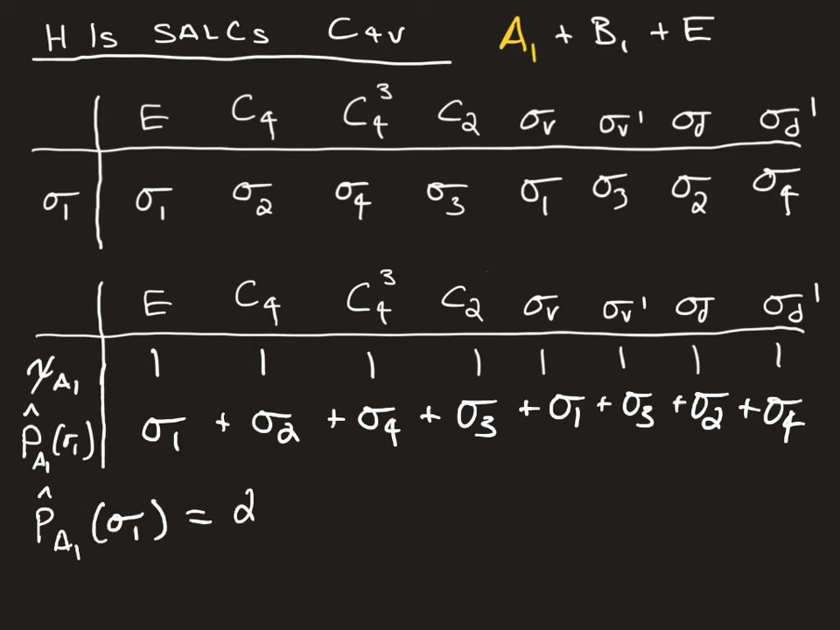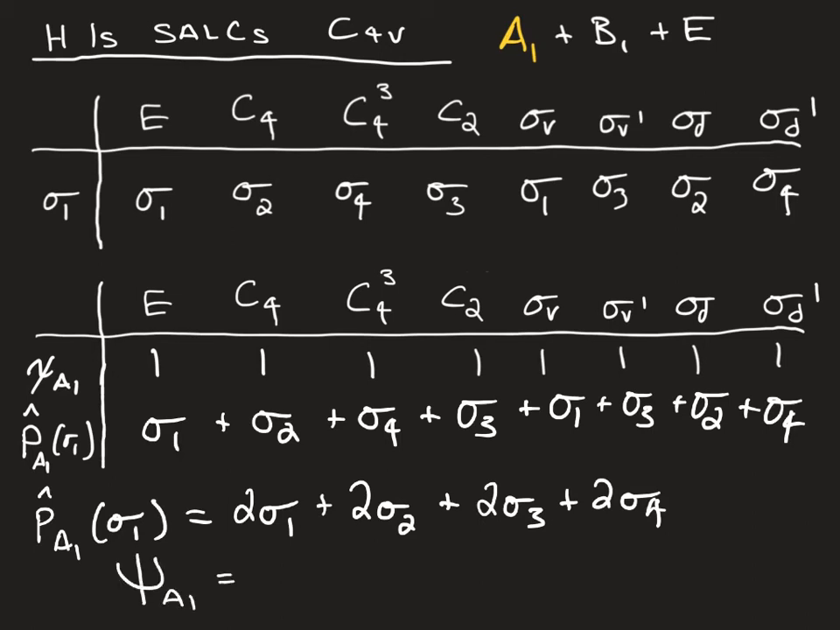so this is going to equal 2 sigma 1, 2 sigma 2, 2 sigma 3. We can reduce this down and normalize the wave function. So the A1 is going to be 1 over 2, so 1 over root 4.